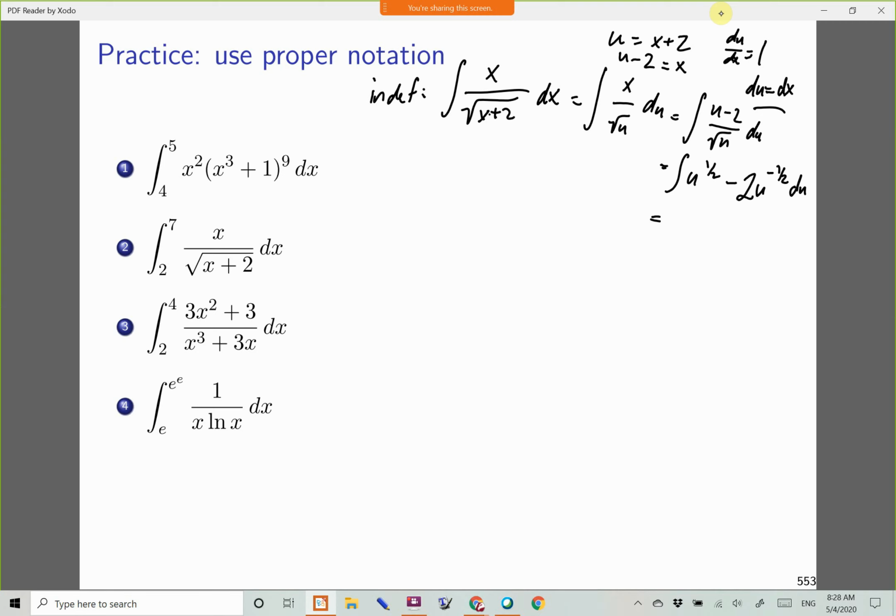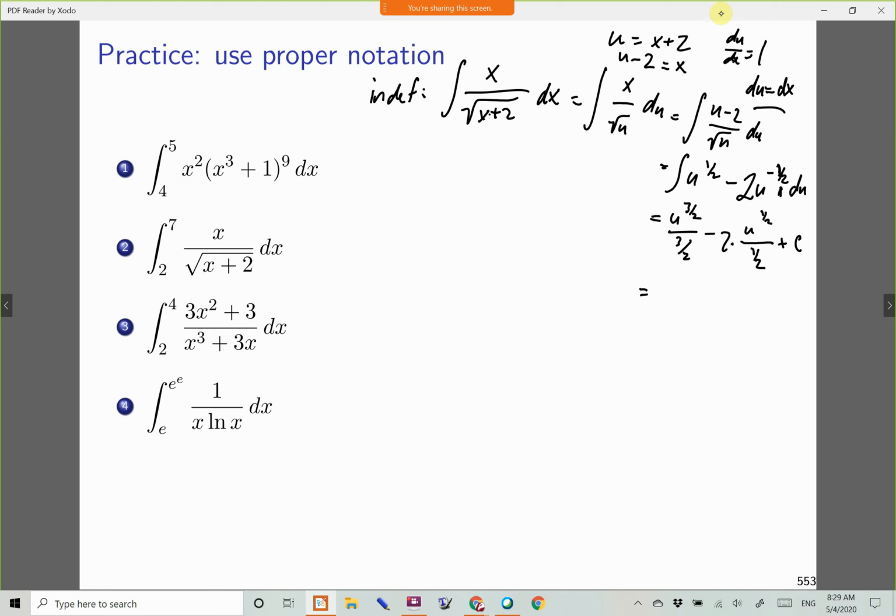And then completing this antiderivative, so no more integral sign, so u to the 3/2 over 3/2 minus 2 times u to the positive 1/2 over 1/2, because the exponent used to be a negative 1/2 up there. And then a plus c, and then replace the u.